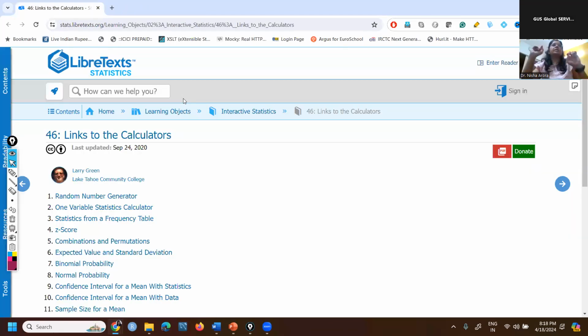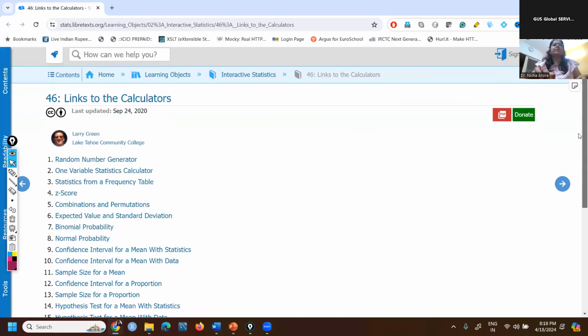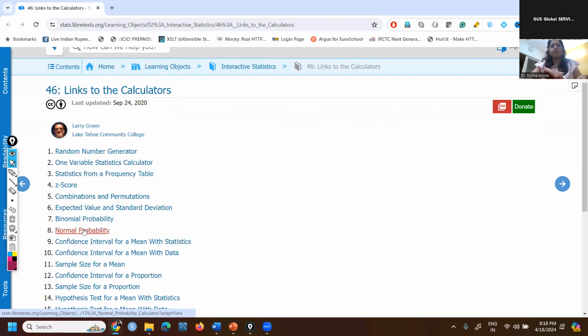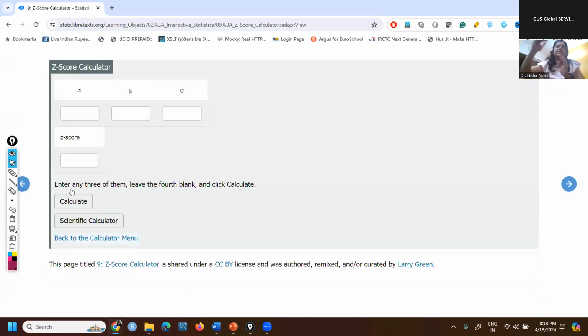Many calculators are there: random number generators, z-score, normal probability, whatever you want to do. For example, z-score. You know z-score? Converting data to z-score means we subtract the mean and divide by sigma. Scaling, we call it. Suppose I have some number in my data. Overall, my data has the mean 50 and the standard deviation 10. What should be the z-score? X minus mu by sigma, that is what we do. 70 by 10, it should be 7. Let's do it. So quickly you are able to calculate.